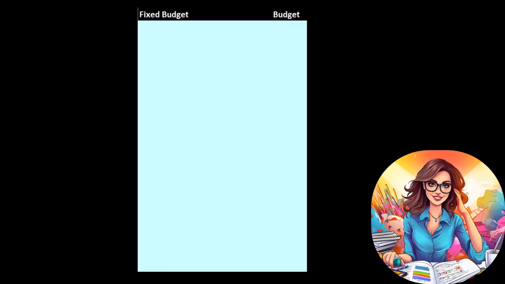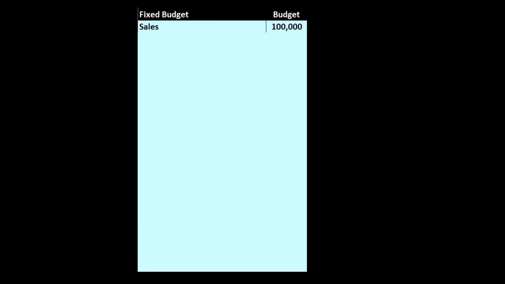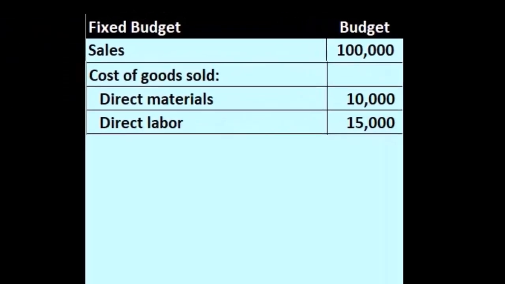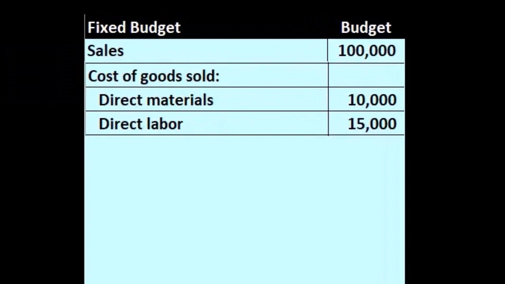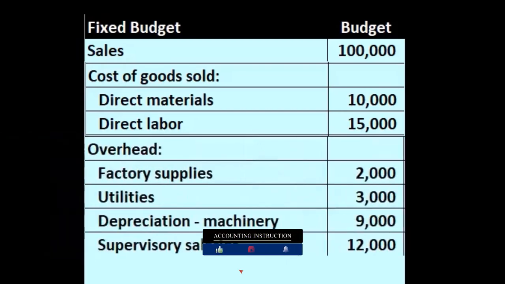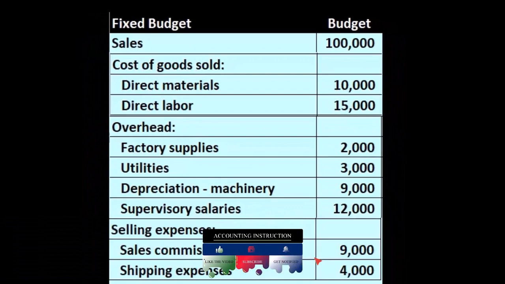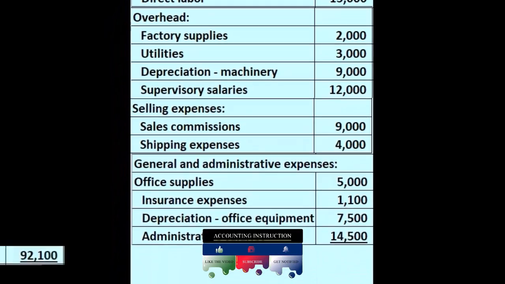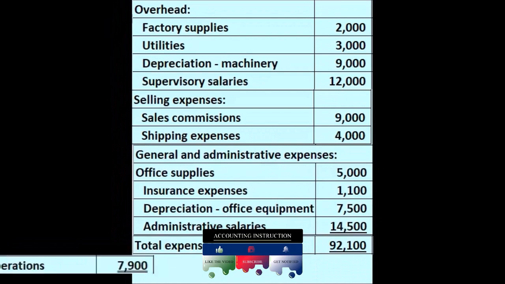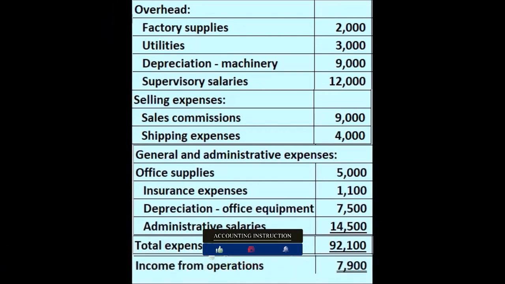If we consider the fixed budget, this will be the structure we will typically have. We're going to have the sales. We're going to have the cost of goods sold. This, of course, concentrates on the income statement. So we're concentrating on the final result, on the income statement, for a fixed type of budget. So we've got the sales, cost of goods sold, then we've got the overhead items, then the selling expenses, the general administrative expenses, that gives us the total expenses, and finally the income from operations.